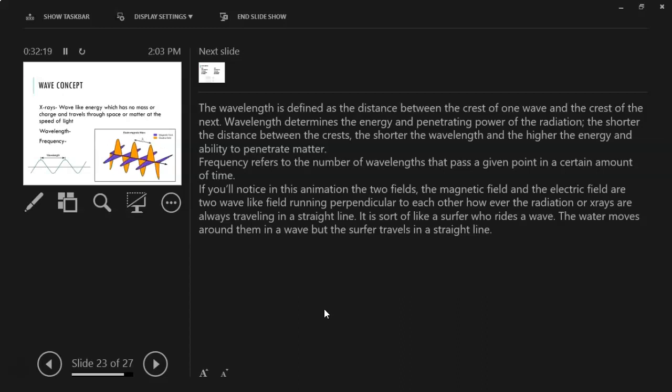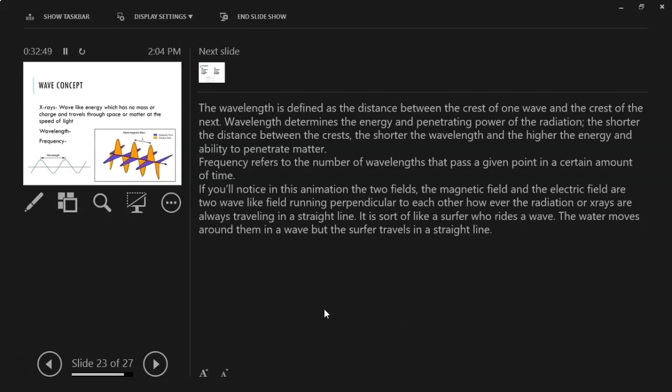If you'll notice in this animation, the magnetic field and the electric field are two wave-like fields running perpendicular to each other. However, the radiation or X-rays are always traveling in a straight line. It's like I said, a surfer who rides a wave. The water moves around them in a wave, but the surfer travels in a straight line. Just one of those trippy, sciencey things that are hard to wrap your mind around.